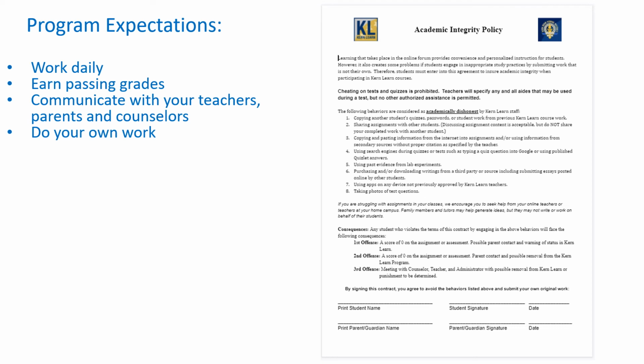On the first offense, the students will be given a 0 on the assessment or assignment, and we may contact the parent. On the second offense, the student is given a 0 on the assignment or assessment, and the student may be dropped from Kern. If a third offense occurs, a meeting with the teacher, counselor, and administrator will be held, and the student is likely to be removed from Kern. We highly recommend students ask for help from their teacher by setting up an appointment with them and not resort to plagiarizing.